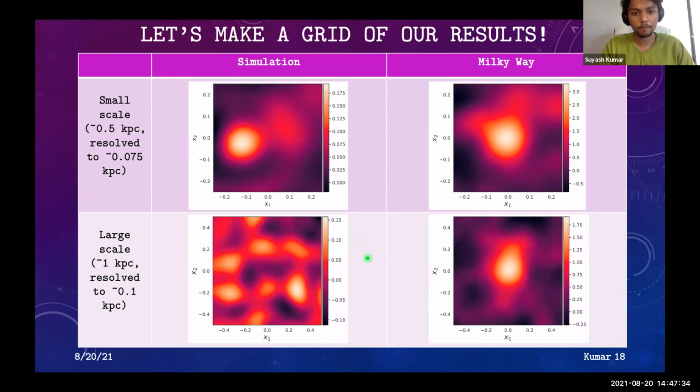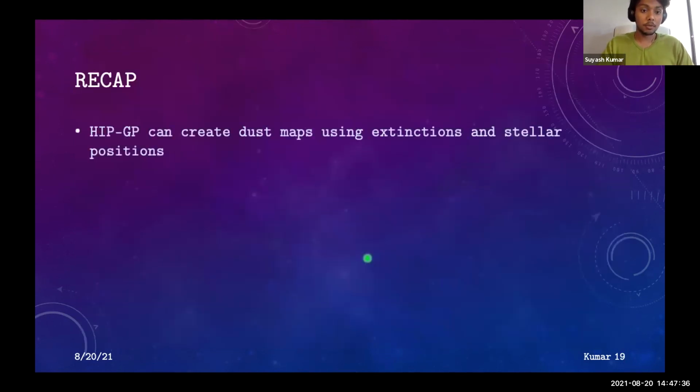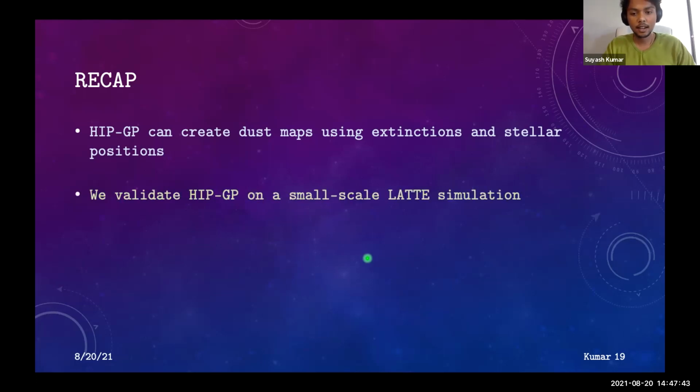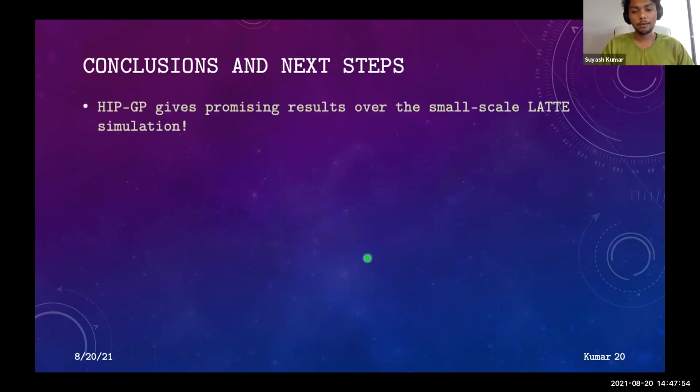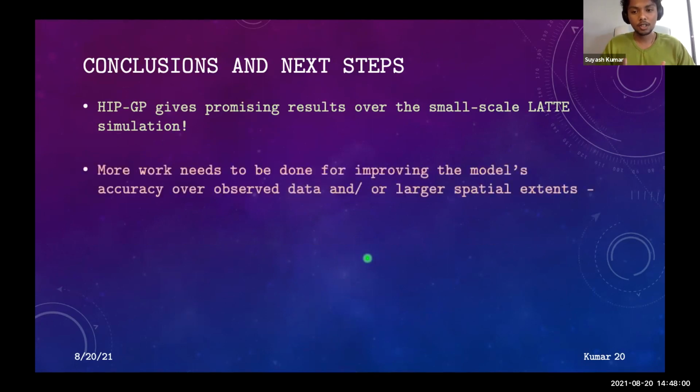So in summary, HipGP is a method that can use extinctions and stellar positions and give us a dust map. And in this project, we validate it on a small scale Latte simulation and try to extend the domain of this model to observational data and large spatial extent. In terms of conclusion, we were really happy with our model's performance over the small scale Latte simulation, but in terms of observational data or larger spatial extent, there still needs to be more work done.